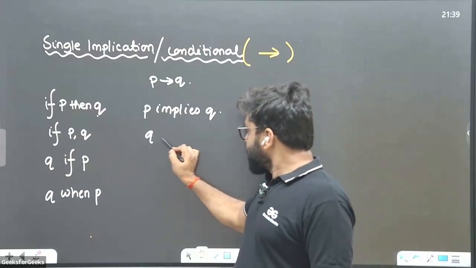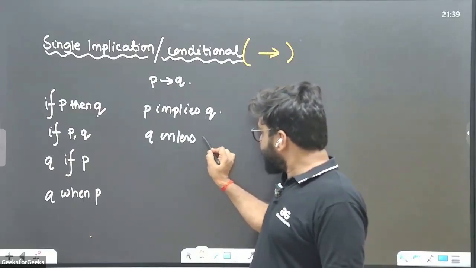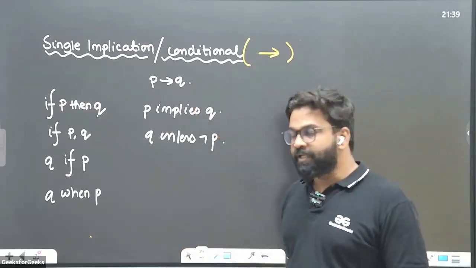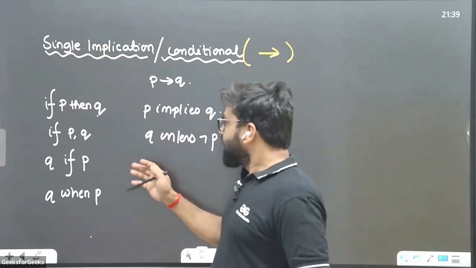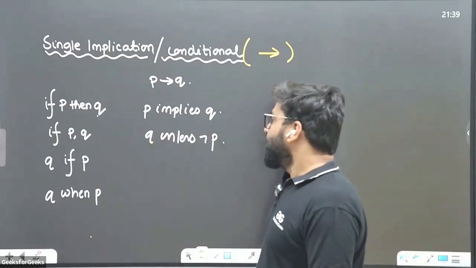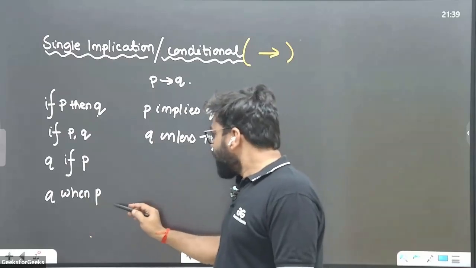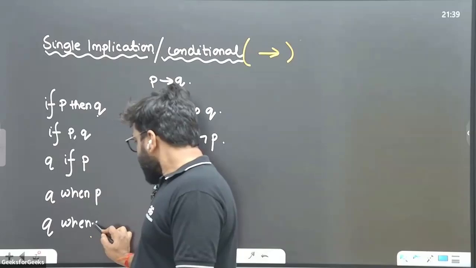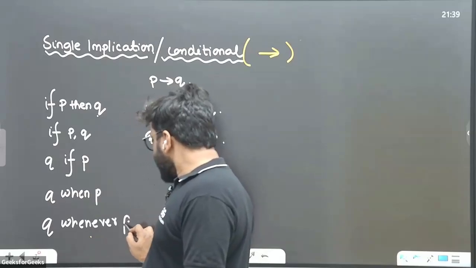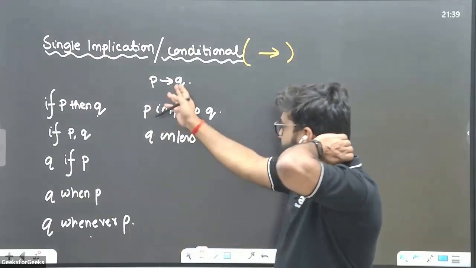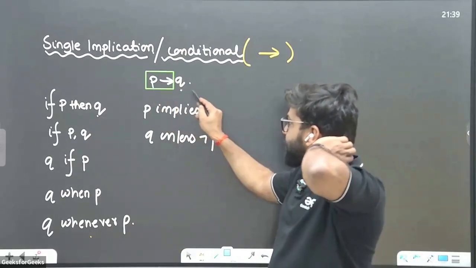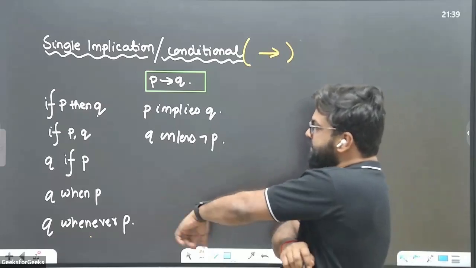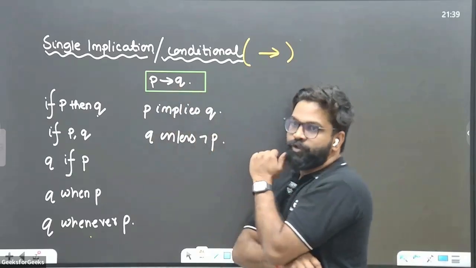Or whenever you see Q unless negation of P, then again you have to use this. I will give you the different types of things. So there are different forms: if P then Q, Q if P, Q when P, or Q whenever P. Whenever you see this type of statements, you have to use this, which is nothing but P implies Q. So if P then Q, whenever you see any of these things, you just have to use this.